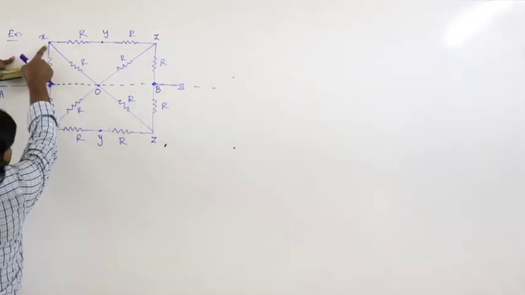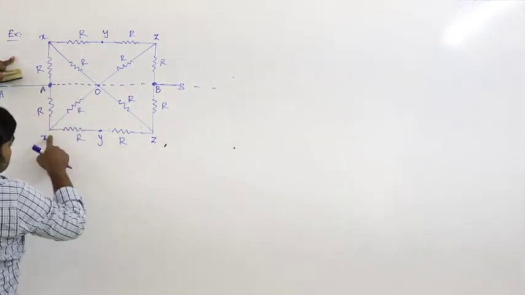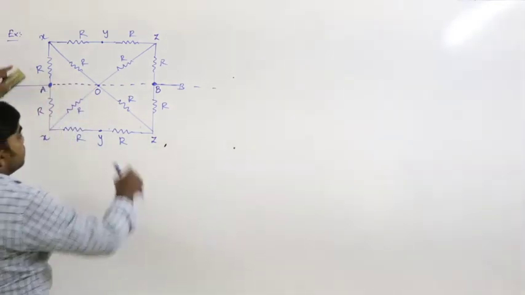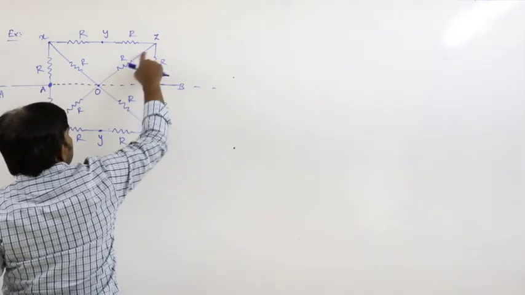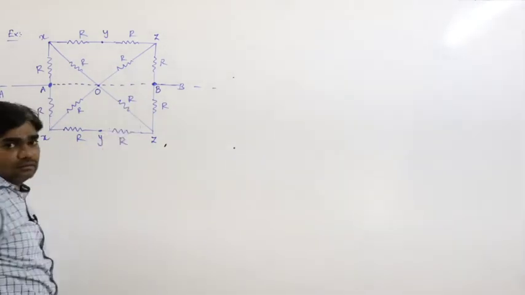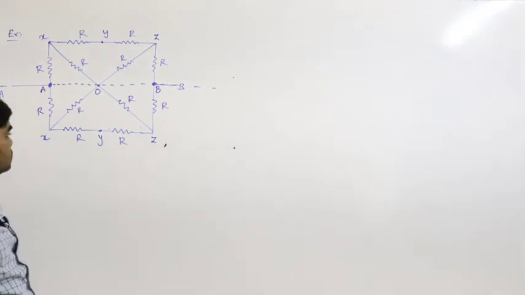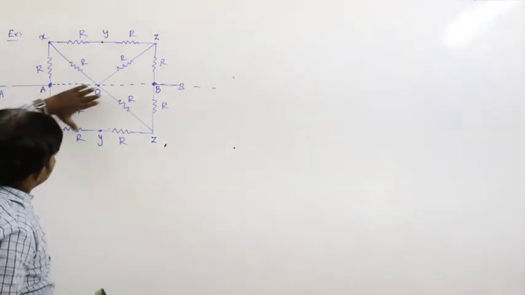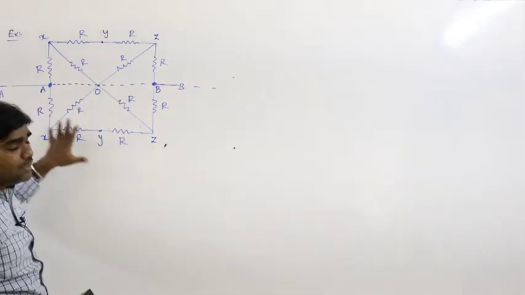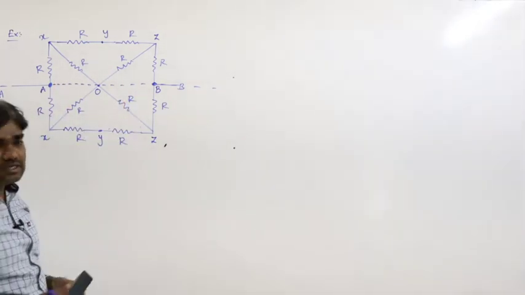So here this resistance lies between X and O, and this resistance lies between X and O. So these two are parallel. So this resistance lies between O and Z, and this resistance also lies between O and Z. So these two are parallel. So like this. So that means below this mirror line, all these resistances must be eliminated. So that is the concept here.